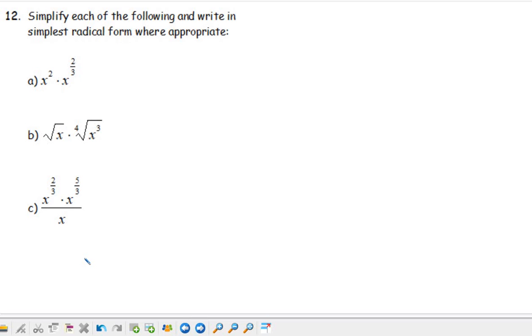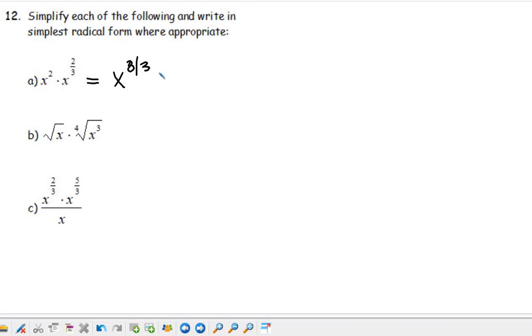So simplify each of the following and write in simplest radical form where appropriate. Remember, product rule says that when we multiply two like bases, we add their exponents. So I'm going to do 2 plus 2 divided by 3. Math enter, enter. And that gives me x is equal to 8 over 3.